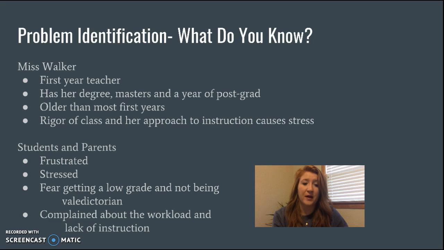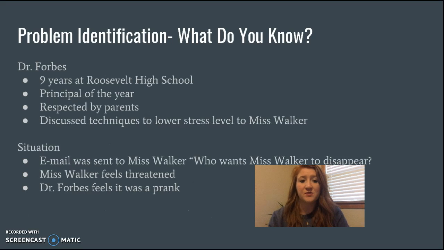What we know about the students and the parents is that they are frustrated and stressed. They fear getting a low grade and not being valedictorian, and they have complained about the workload and the lack of instructions to Dr. Forbes. What we know about Dr. Forbes is that he has been at Roosevelt High School for 9 years. He was Principal of the Year. He is very respected by parents, and he has discussed certain techniques to lower the stress level in Ms. Walker's class. What we know about the situation is that an email was sent to Ms. Walker, who wants Ms. Walker to disappear. This made her feel threatened, while Dr. Forbes just feels that it is a prank from one of her students.